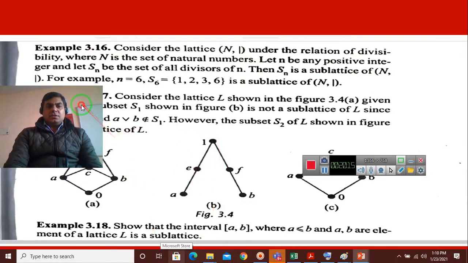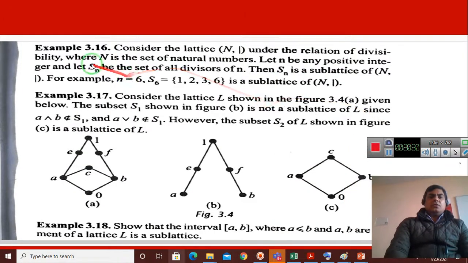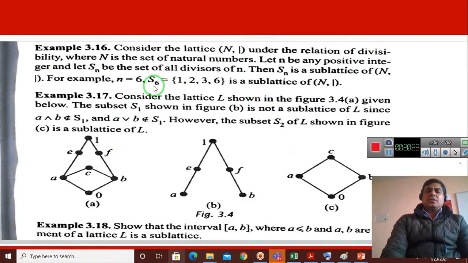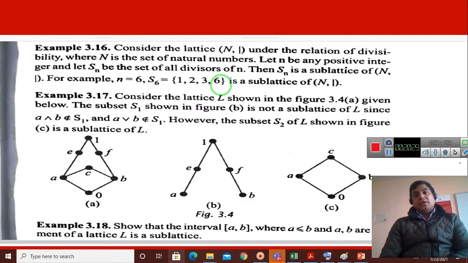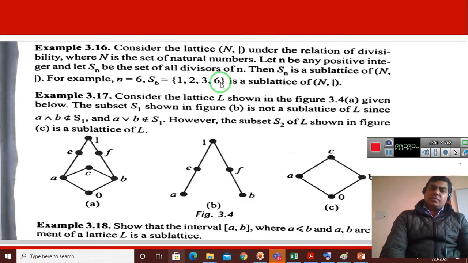So consider the lattice under the divisibility relation of natural numbers. The S6 means all possible factors of 6: 1, 2, 3, 6. We have already discussed how we can find all possible factors of any number from its prime factors by a simple manner using the Cartesian product. So this is a sublattice of the natural numbers, because the natural numbers form a lattice. So if you choose 1, 2, 3 and 6, so 1 divides 2, 2 divides 6, 3 divides 6, so 1 is the minimum, 6 is the maximum, so this is a sublattice.